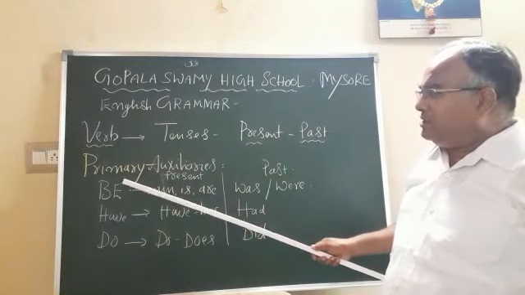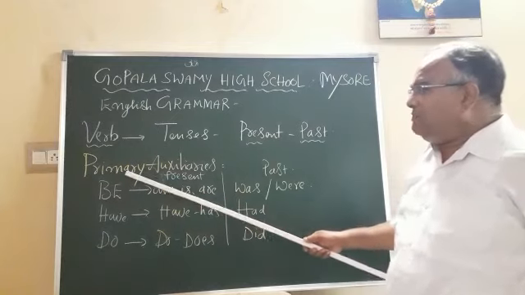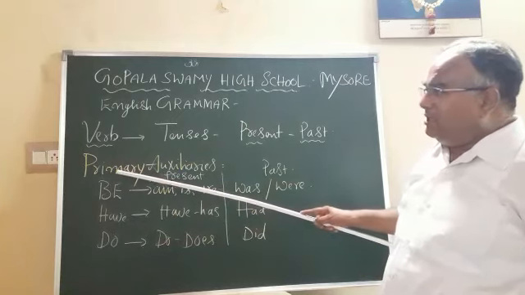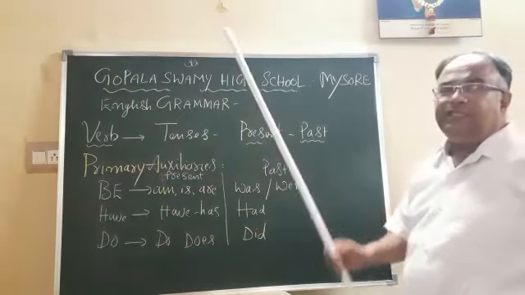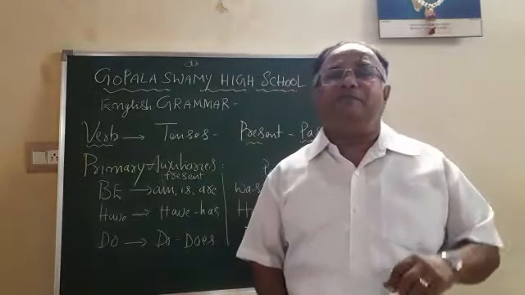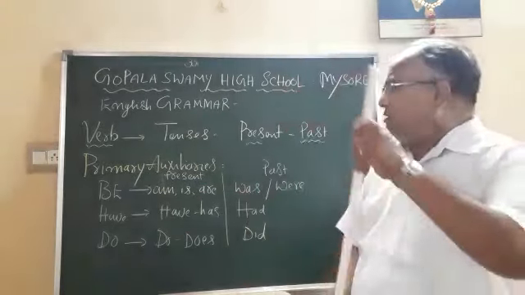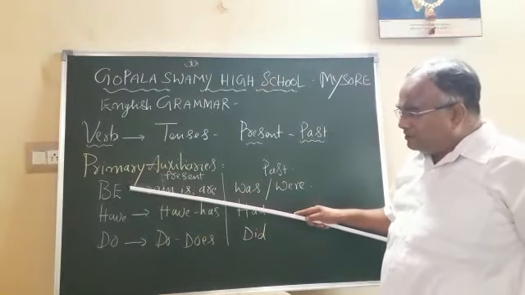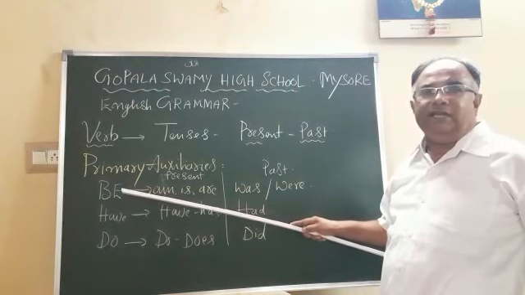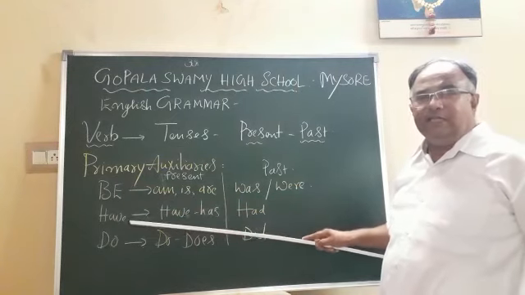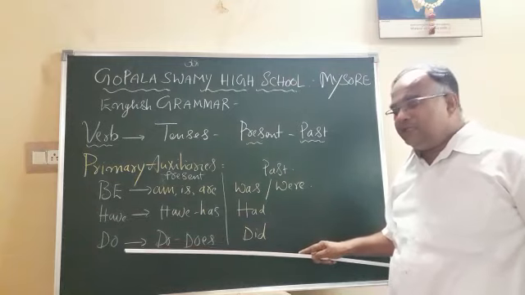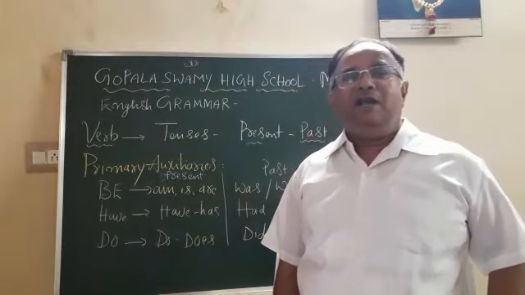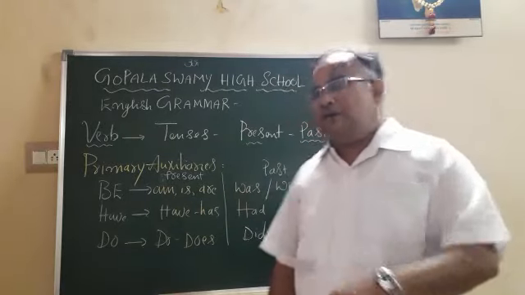I am going to introduce the basics, that is primary auxiliaries. I repeat once again, primary auxiliaries. This is the basic or the first set of verbs which you have to understand. What is primary auxiliary? In primary auxiliary, we have three important areas. One is the be verb, another is the have verb, and another is the do verb. To make it very simple, we say it is being verb, having verb, and doing verb.